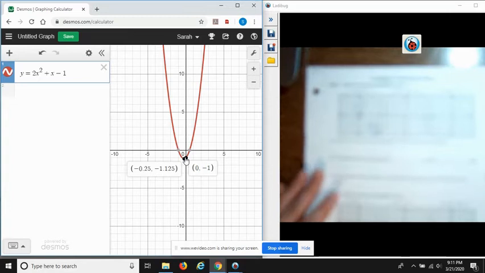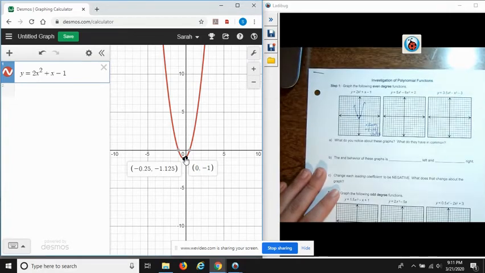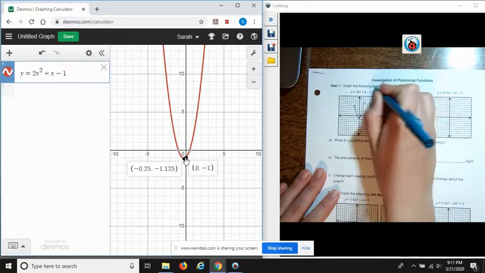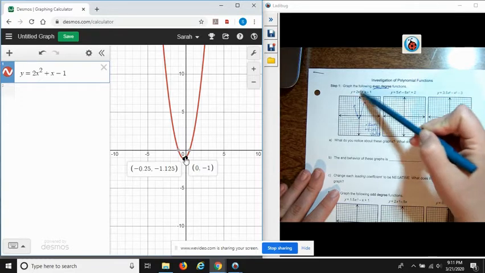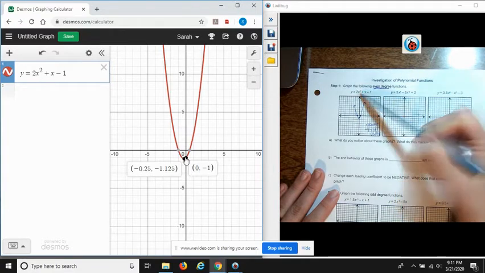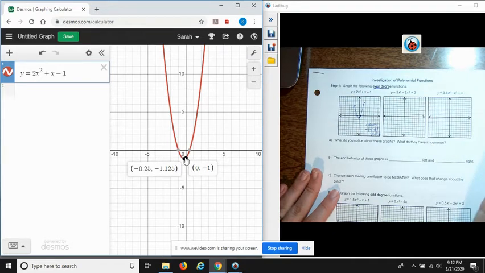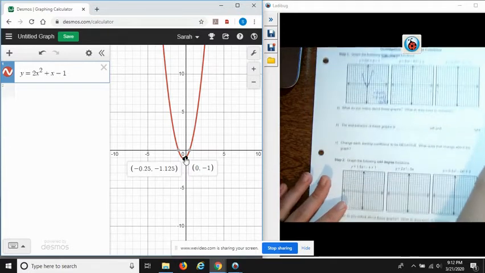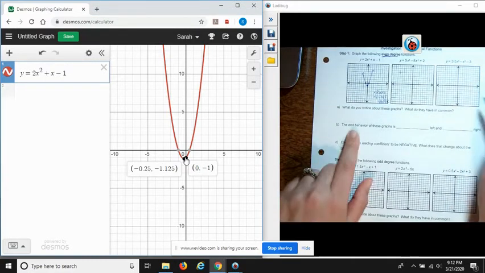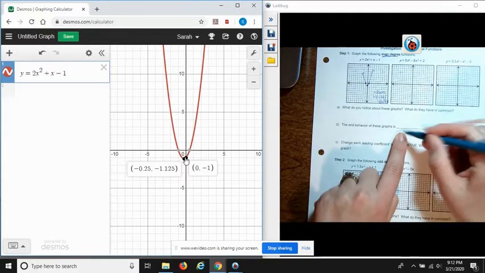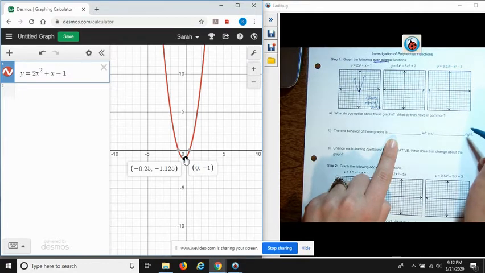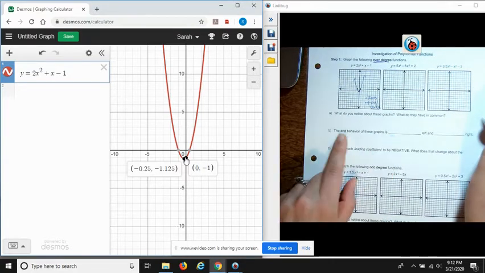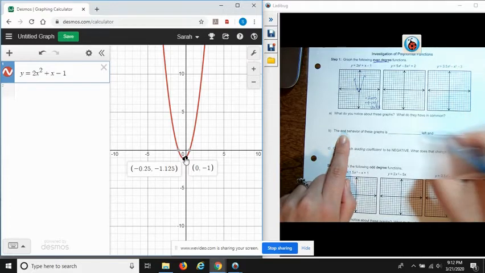So part A asks you what you notice about these graphs. What do they have in common? Now this was the even degree functions. So that means look at the highest power on each of your polynomials. We have 2, 4, and 6. Remember that 2, 4, and 6 are all even numbers. That's why they're called even degrees. Okay, so answer part A. Then B says the end behavior of these graphs is blank left and blank right. So go back to your vocabulary from yesterday and look at what we did for end behavior. This is going to be up or down, and this is going to be up or down right here.